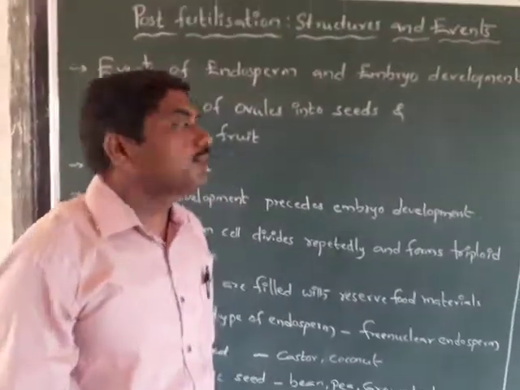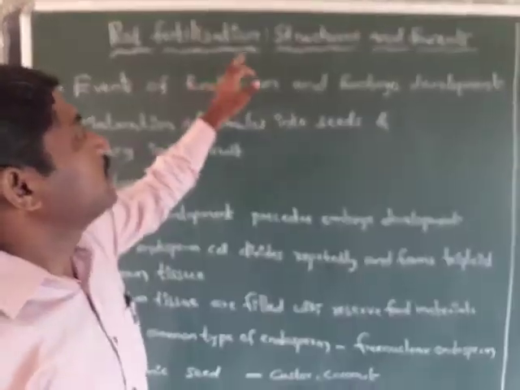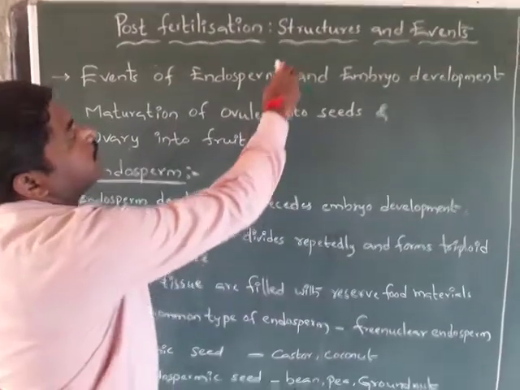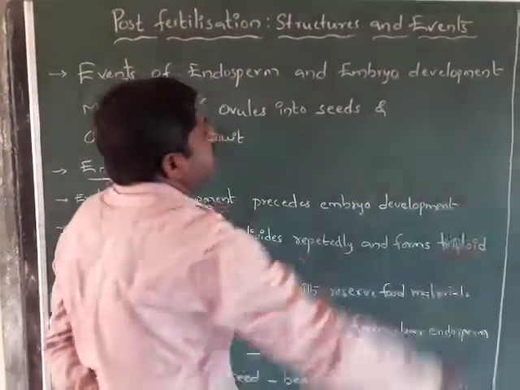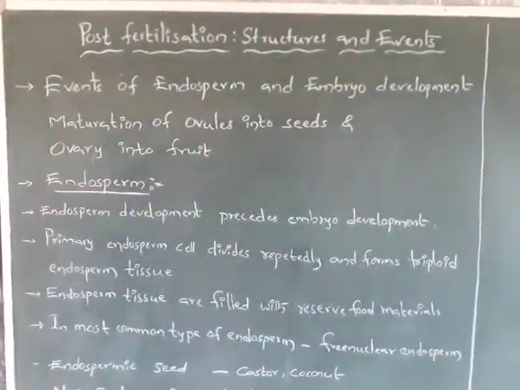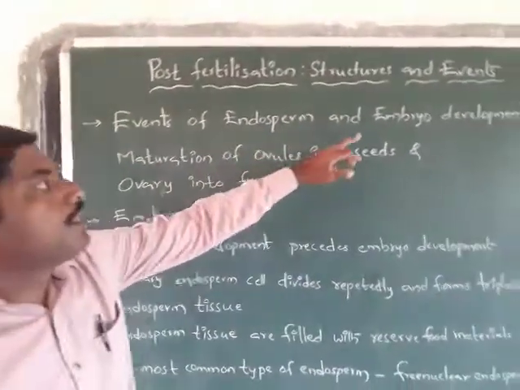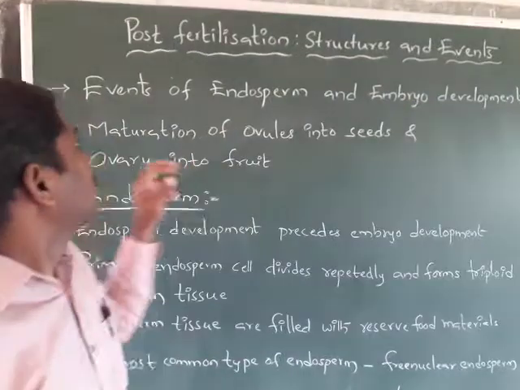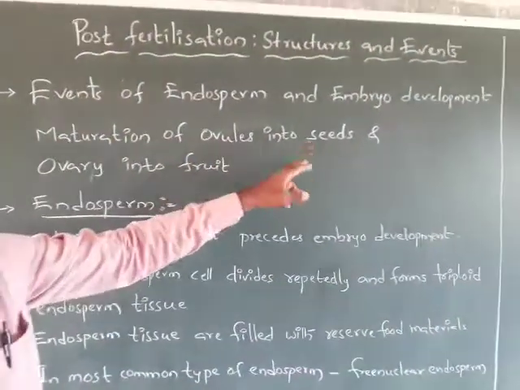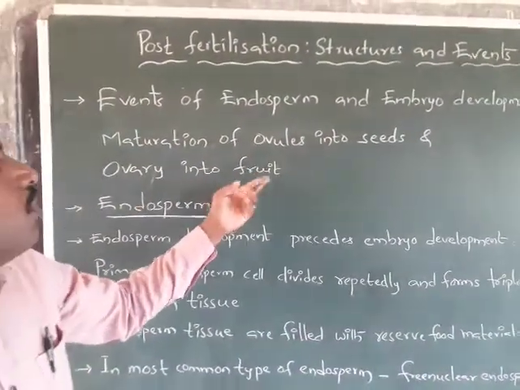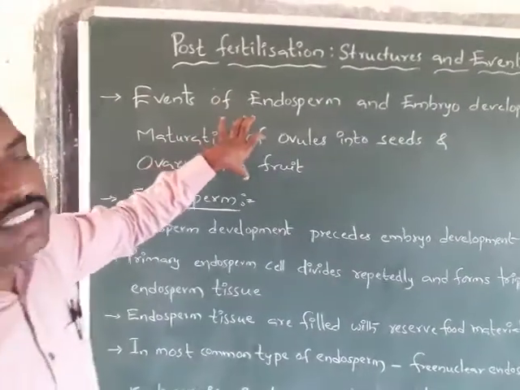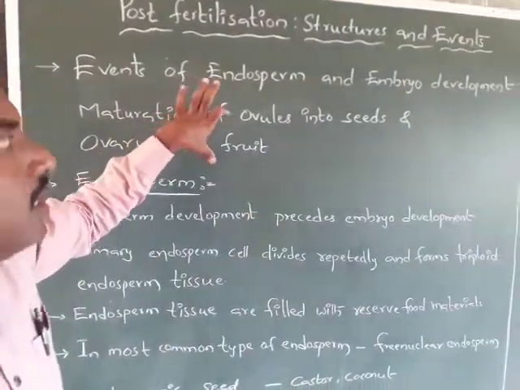In this video we talk about post-fertilization structures and events. Here are the events: endosperm and embryo development, maturation of the ovules into seeds and ovary into fruit.